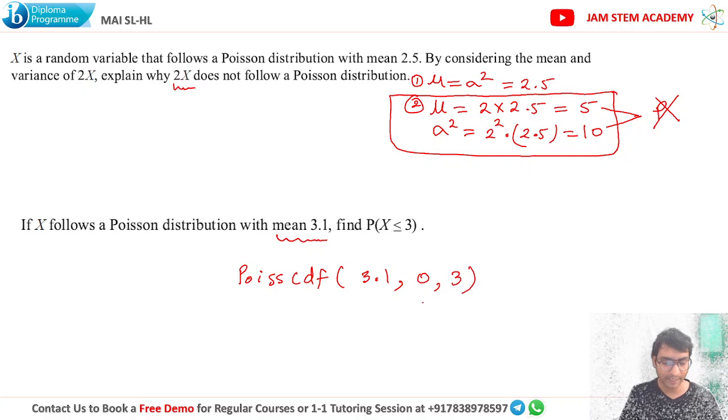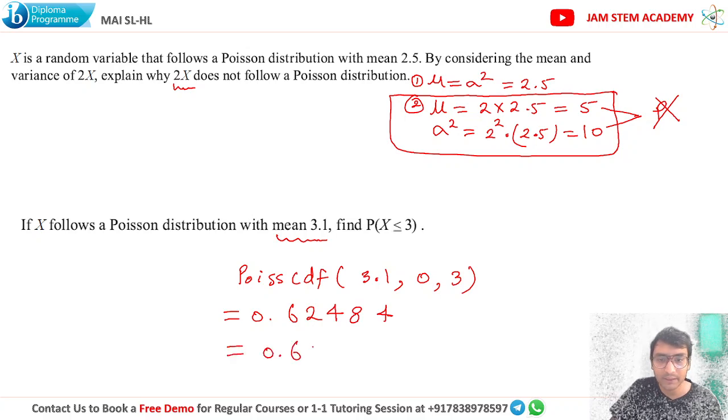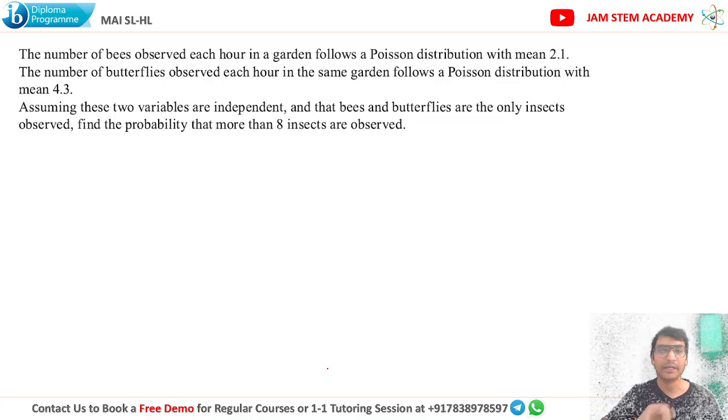So that gives me my answer for Poisson CDF. Lambda is 3.1, lower bound 0, upper bound 3. The answer is 0.6248, or you can say 0.625. That's it. Next problem.